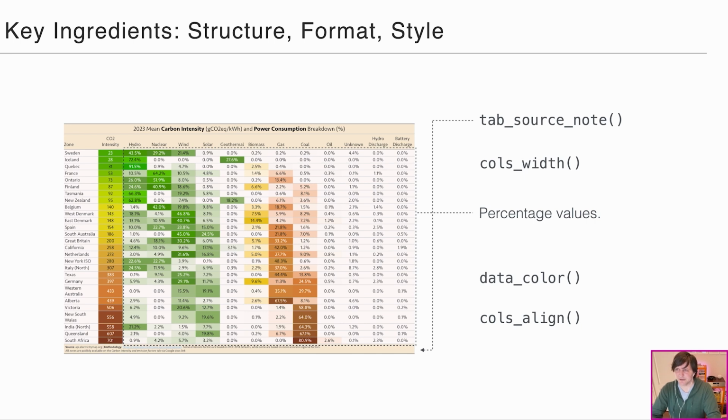So a few different methods will be used, but not too many, surprisingly, for this large table. We will add, of course, a table title with a tab header, but the new thing that we'll show here is we can add source notes at the bottom of the table. This is the footer section of the table with tab source note. We will change the width of the different columns with the cols width method. We have a lot of percentage values in the table, and that'll just be formatted with fmt percent. In quite a few uses of data color, we will color different subsets of the table. So there'll be different treatments of color as we move across the table with data color. And then finally, we will align values away from their default alignment with the cols align method.